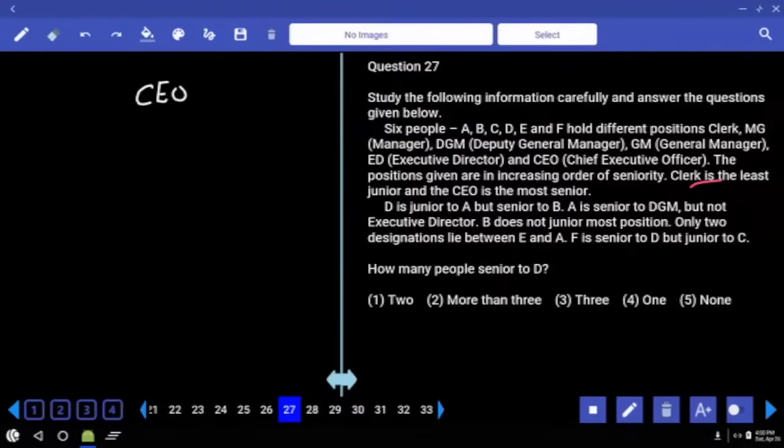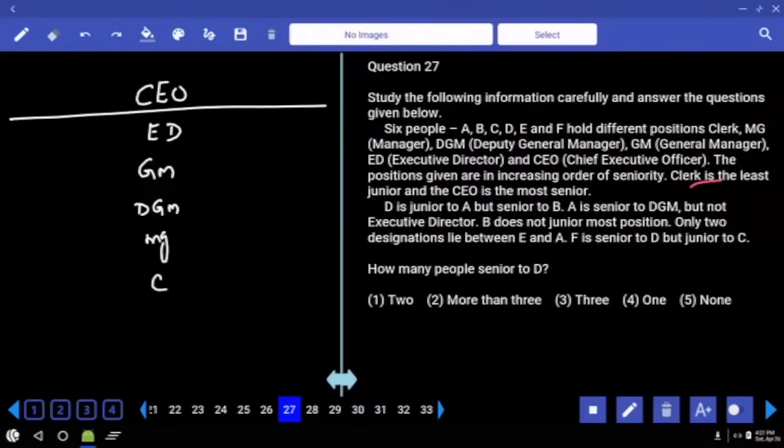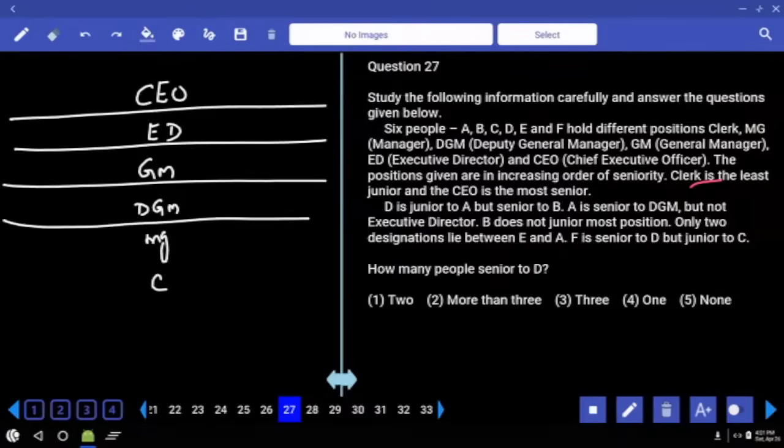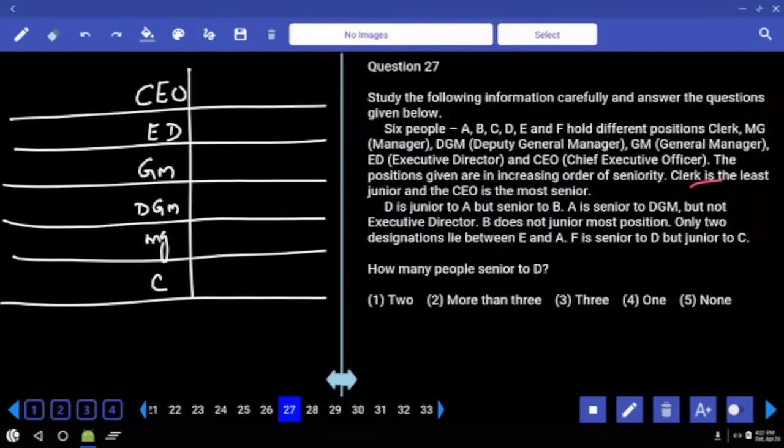Starting with CEO, who is the next one? ED. After ED, next one, GM. GM, next one, DGM. Next to DGM, manager, and a clerk. Now these are the 6 persons we have. Write down the hierarchies at the center and extend the lines like this. Then coming to condition number 1.